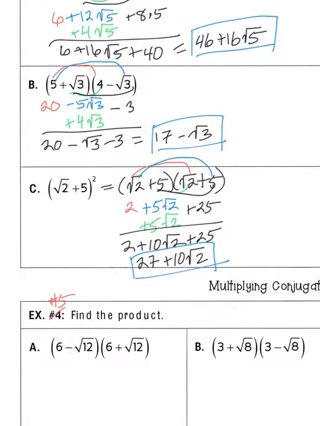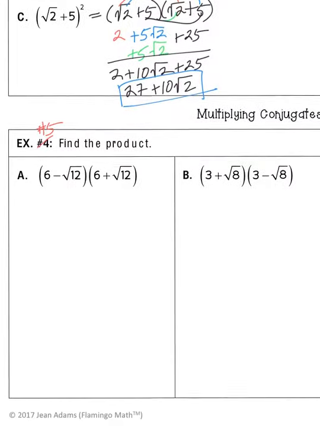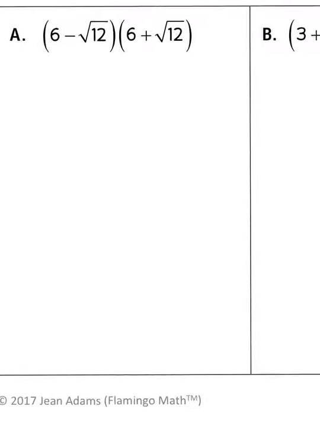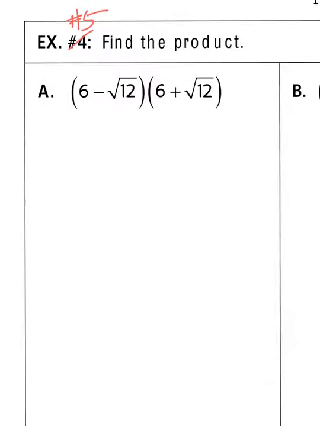All right, so let's look at example 5, because nothing in example 4 got rid of the radical. They all had the radical. So I'm going to make these bigger. Okay. So let's go ahead and FOIL this, and let's see what happens. So I have 6 times 6, 36.